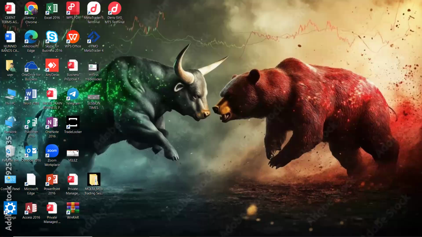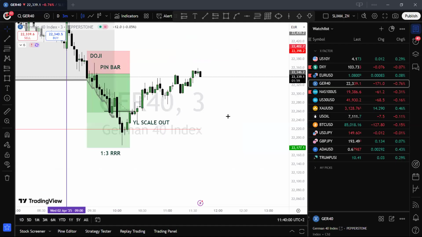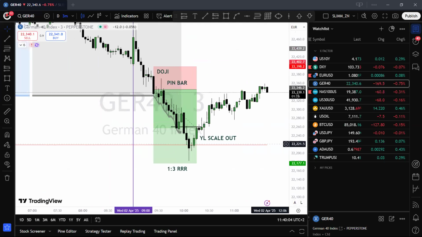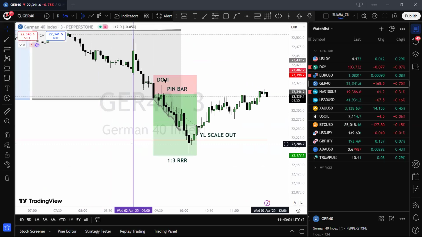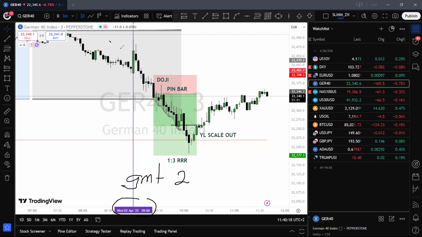So just going to TradingView now, you see the trade execution and how I was looking at this setup. What you see on the bottom is the time. So today is Wednesday the 2nd, 9 a.m. This is GMT+2. That's our London Open. So London Open with the stop, and like we mentioned, took out this level. That's a liquidity sweep or a stop hunt.